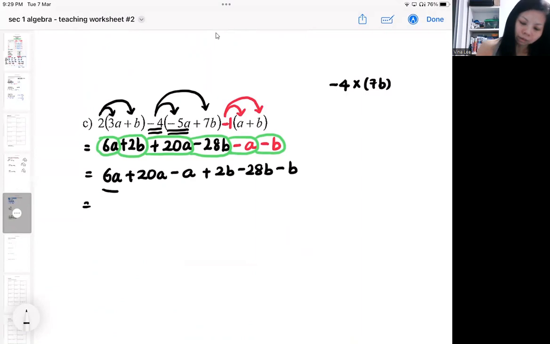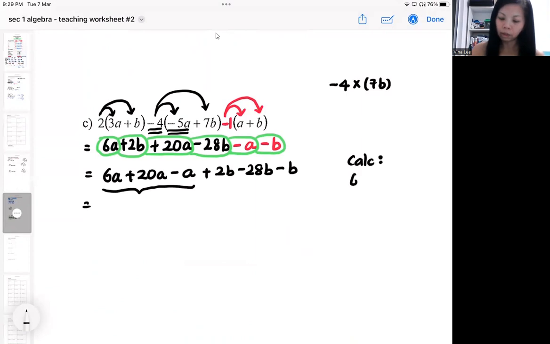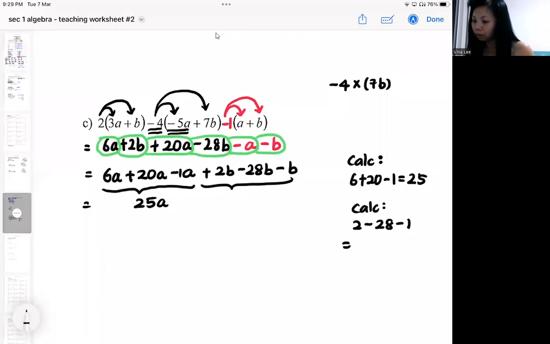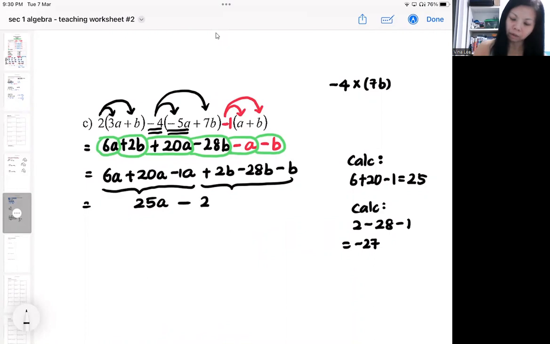So this part, you can punch calculator. So if I punch for A, right, it will be 6 plus 20 minus 1. So this part is a minus 1. So when you punch calculator, you will get a 25. So the A portion becomes a 25A. For the B, you will punch calculator. 2 minus 28 minus 1. So go and punch 2 minus 28 minus 1. So you get a minus 27. So this part will be a minus 27b.